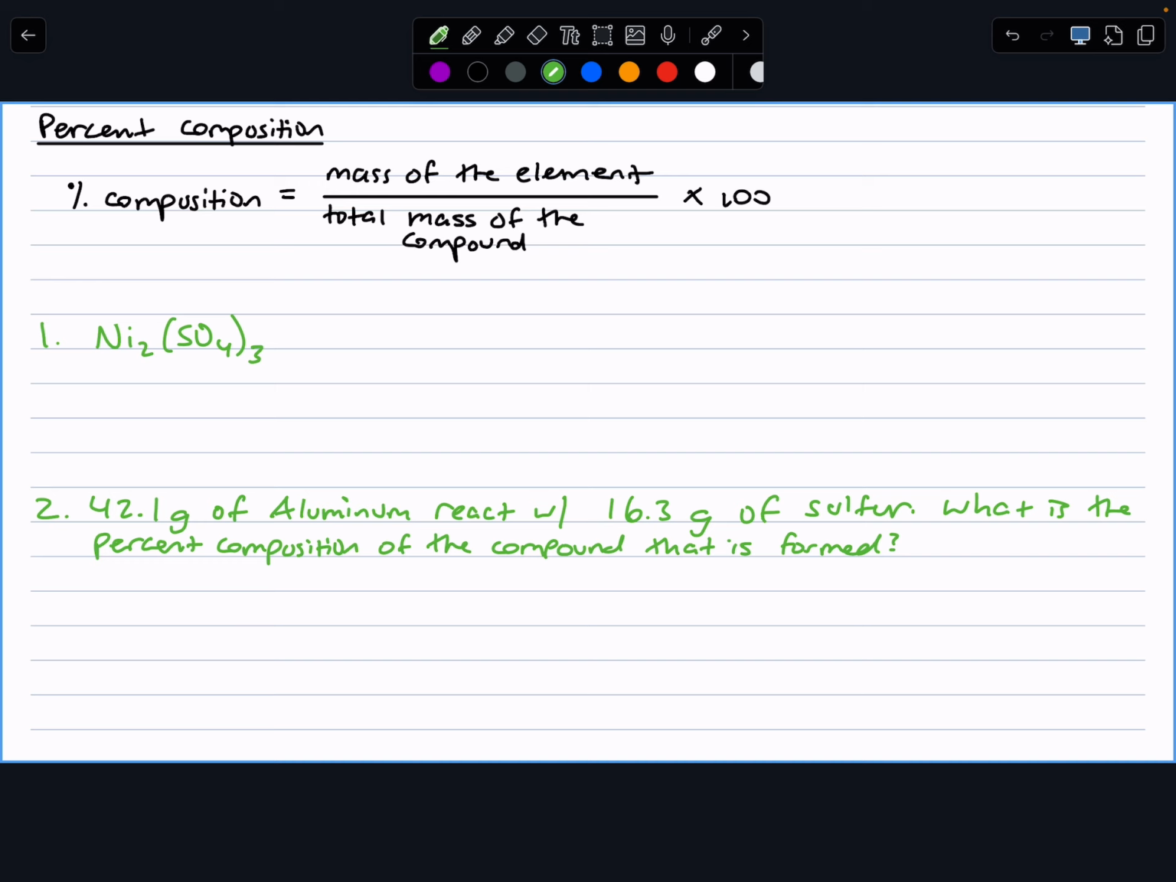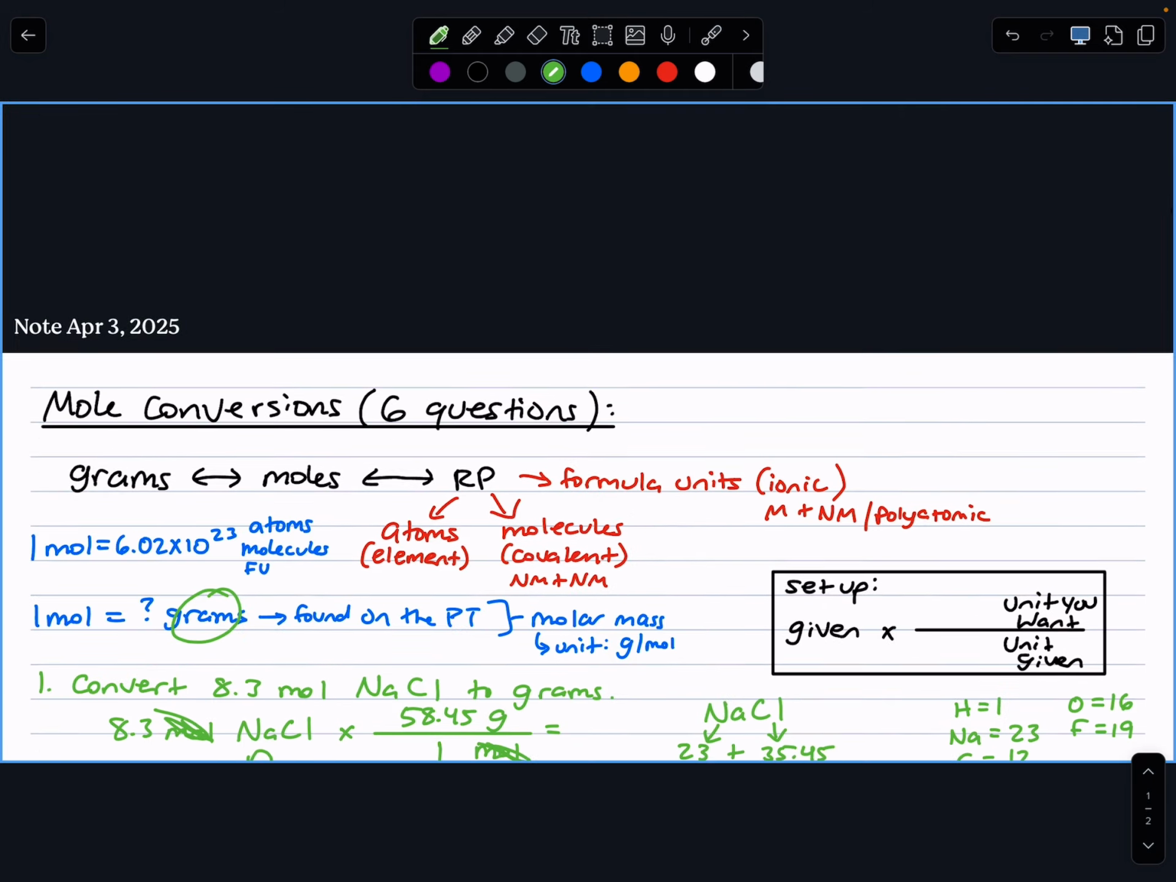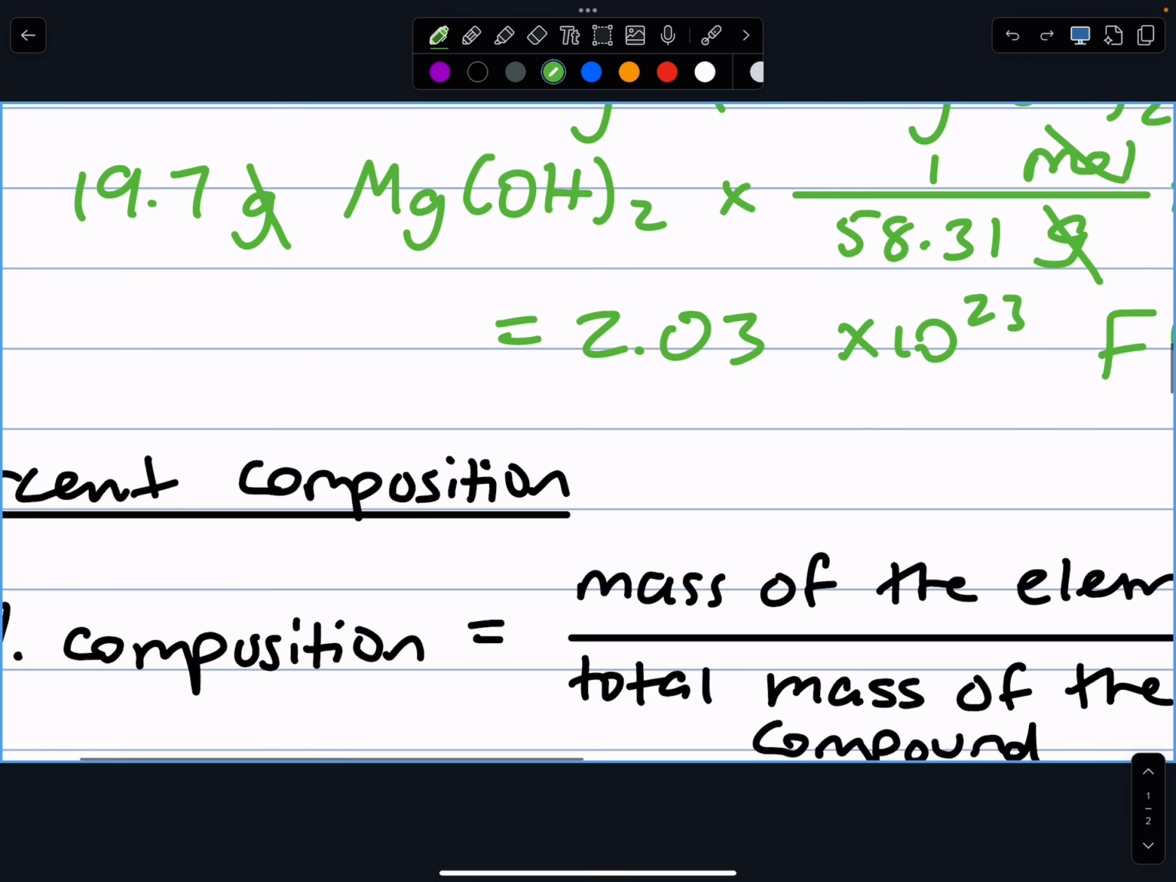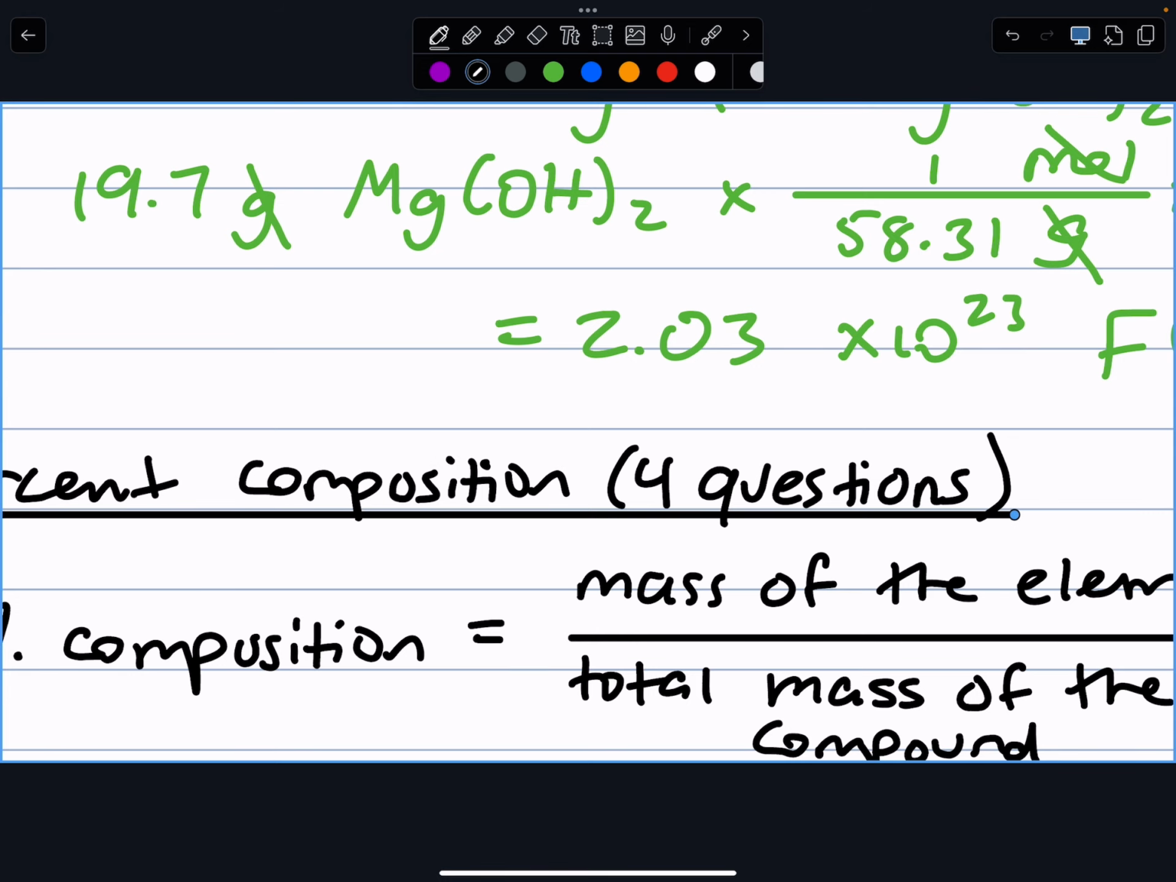Again, 2 ways I can ask these percent composition problems. How many are going to be on the quiz? 4. 2 formulas, 2 word problems. The quiz is 15 questions. There's 6 of these, and then for percent composition, I have 4 questions of these. 2 word problems, 2 formulas.